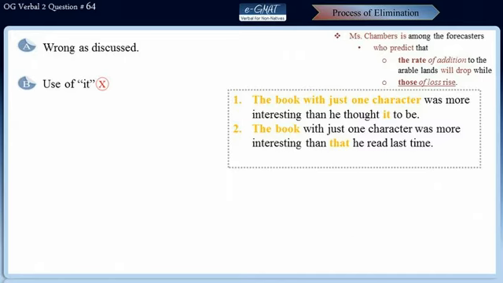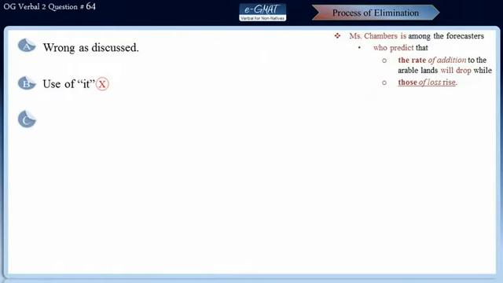Similarly, in this sentence, it stands for the rate of addition to the arable lands. So use of it in this choice makes the entire sentence illogical. Hence, choice B is not correct. Let's take a look at choice C. Choice C is also not correct, but because it repeats the same pronoun number error as in choice A.